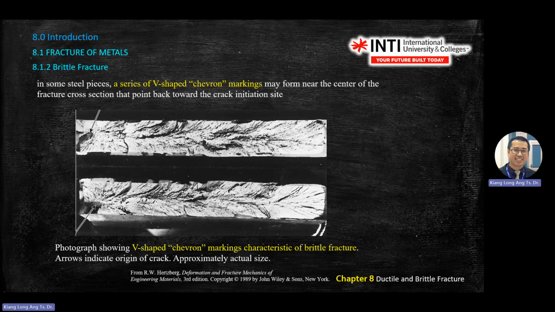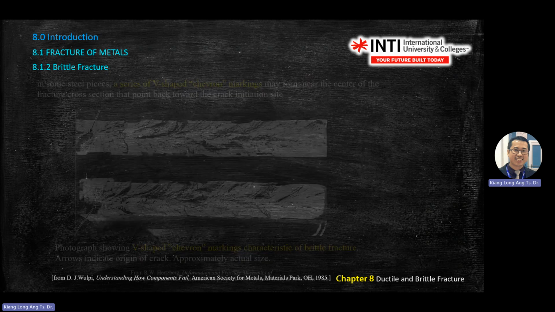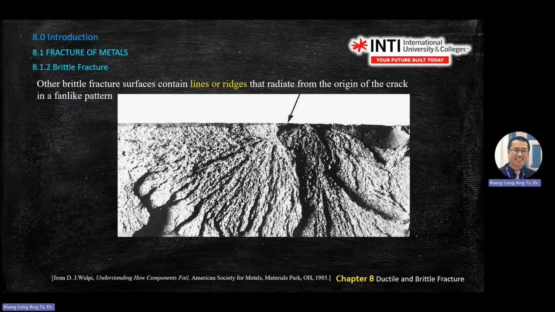This one also has some observations. This one is a V-shape chevron marking. Chevron, you see the V shape. And then this one is the source of how it fails. So in brittle fracture, there will be an impact focus point first. Then you see lines like sun rays, or lines like tree roots.